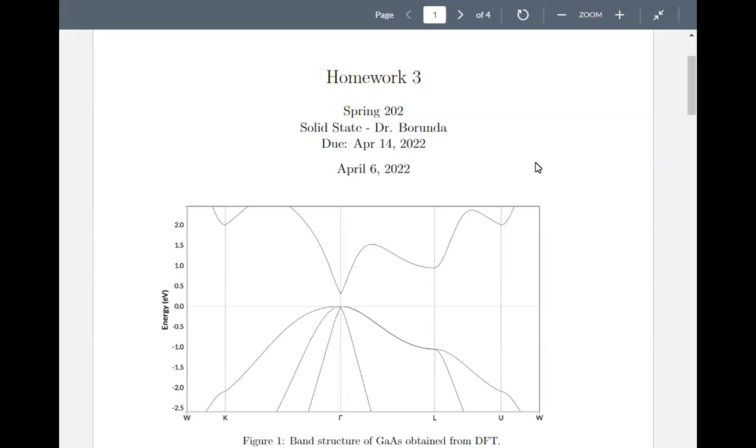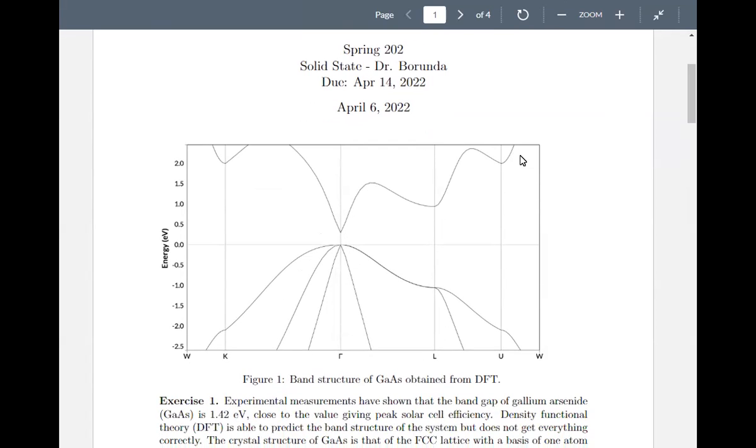Get started. First thing I want to announce is that there's a homework 3. It's due in a week. It's pretty easy, except it has some subtleties that you need to understand. So let me go over the problems real quick.